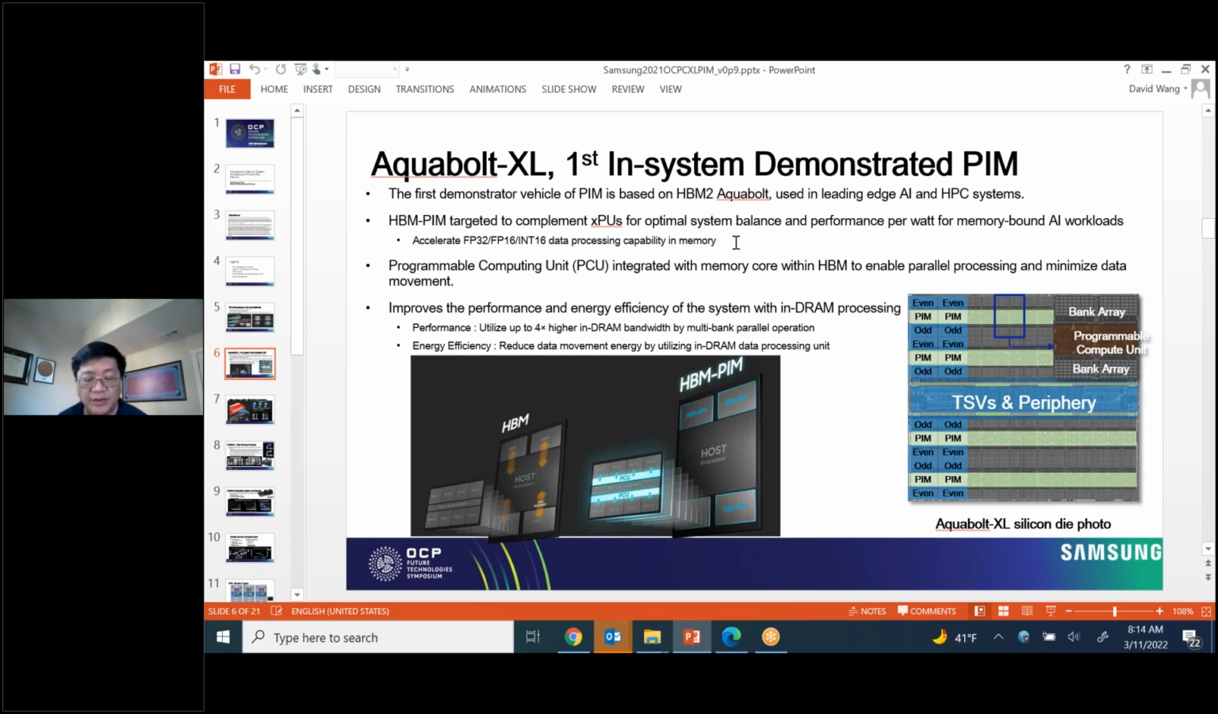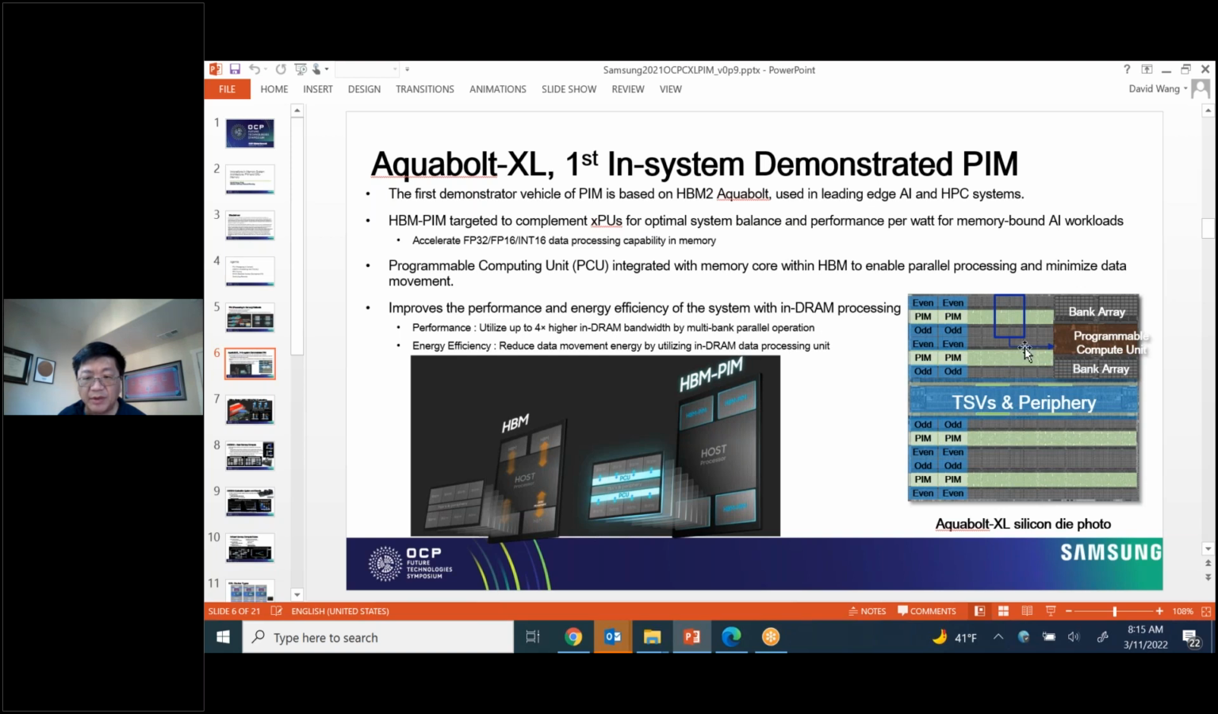The way that we're doing this is that we're trying to provide a lot of parallelism. For each channel in the HBM device, there are a lot of banks, 16 banks in HBM2, I believe. We've put in new commands so that, once we set up the data properly, we can issue a command to have the 8 or 16 banks process the data in parallel. So it provides a high level of parallelism to accelerate the FP32, FP16, or INT16 data types. That's what a multi-bank parallel operation means.